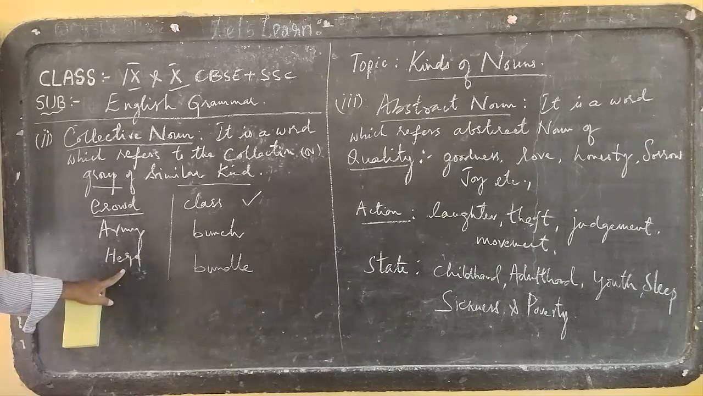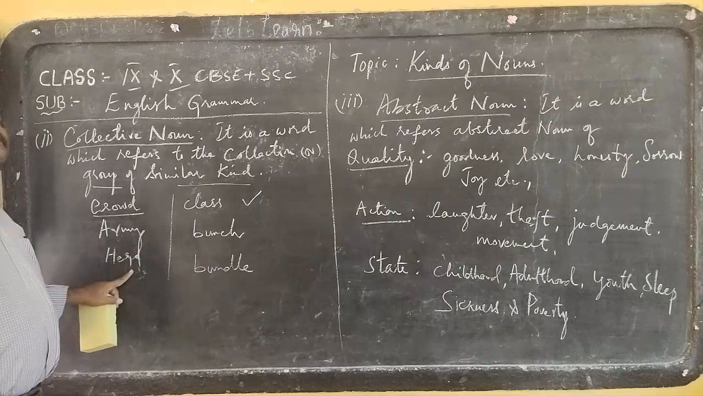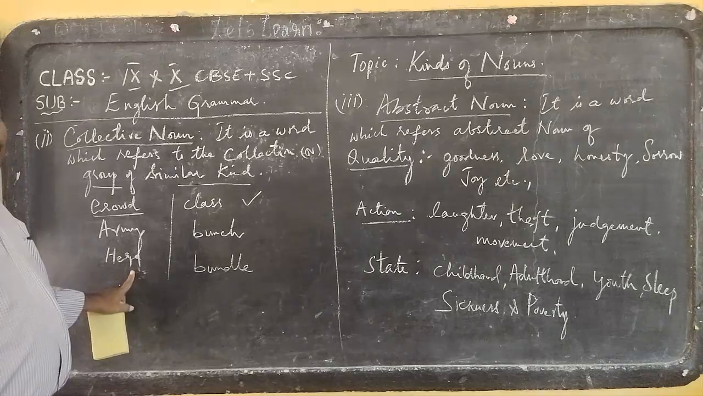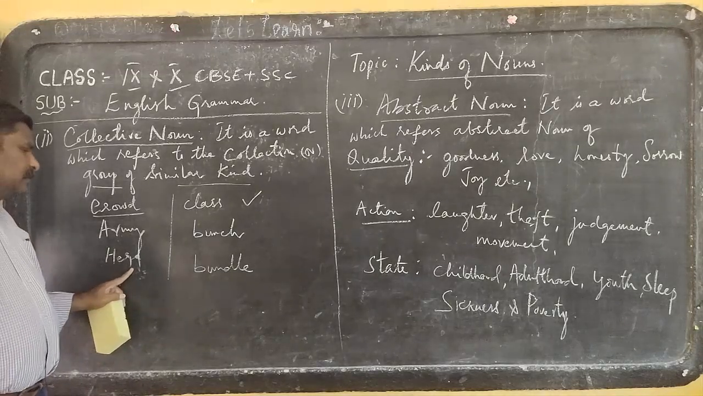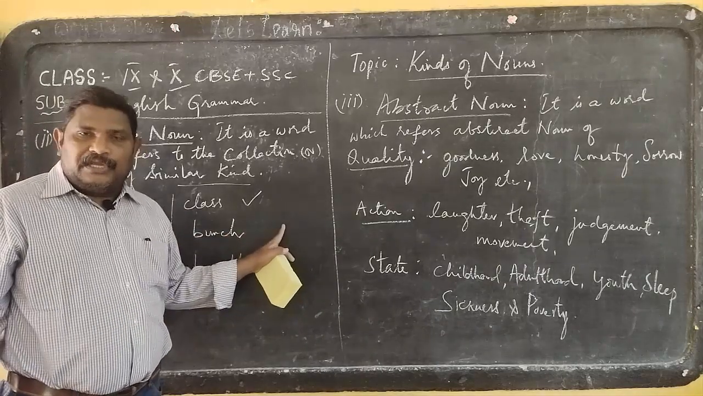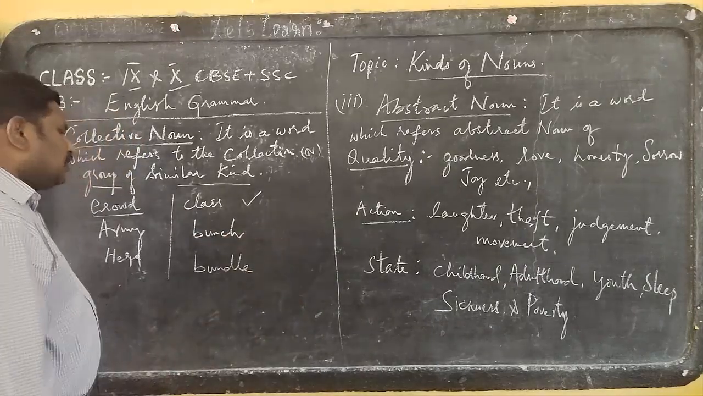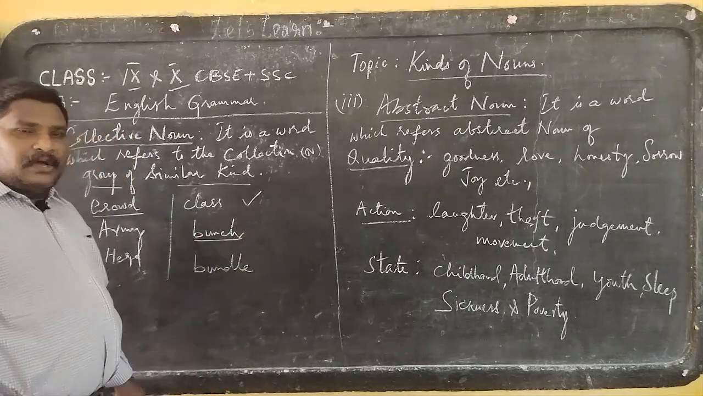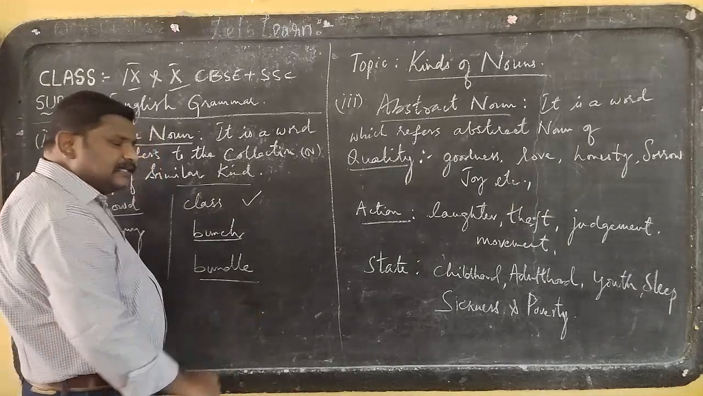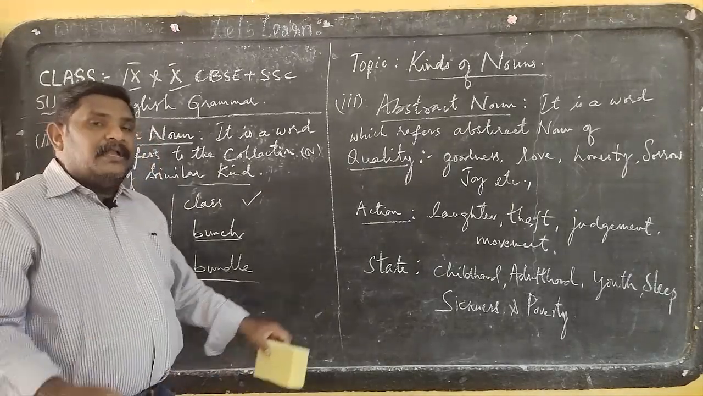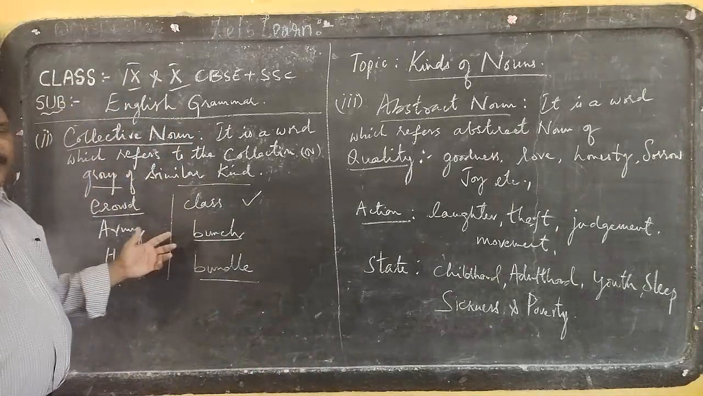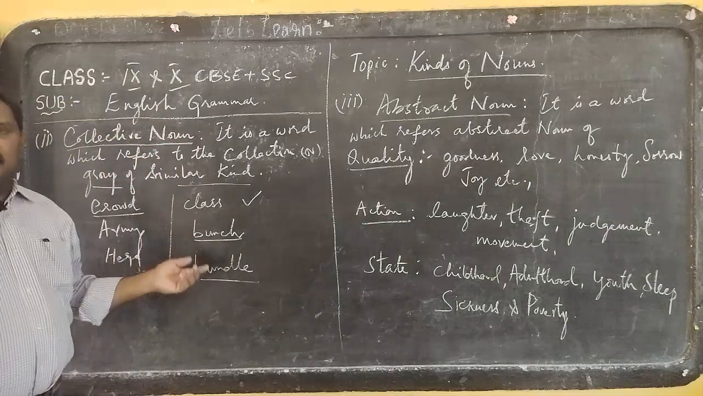Herd of cattle. Now herd is a collection of animals, domestic animals. Mostly the word herd refers to domestic animals. And bunch, bunch of flowers. We say bunch of flowers. Now this is again a collective noun. And the last word is bundle of sticks. Bundle of books. Okay. So now I hope you understand, children, exactly what a collective noun is.